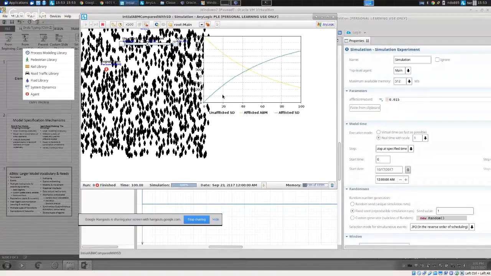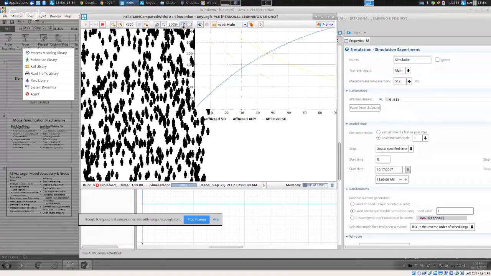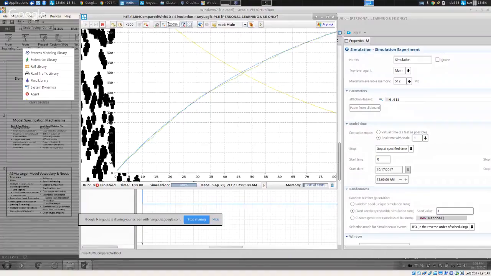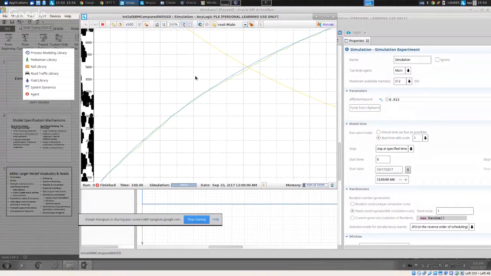Does anyone see the afflicted ABM here? Where is it? Anyone see it? Look closely. I'll see if I can get a zoom in here. Let's just see view. Does anyone see it? Wherein lies it? Where is it? Do you see it? It's right here.